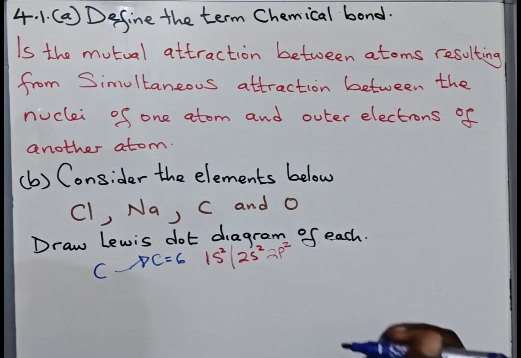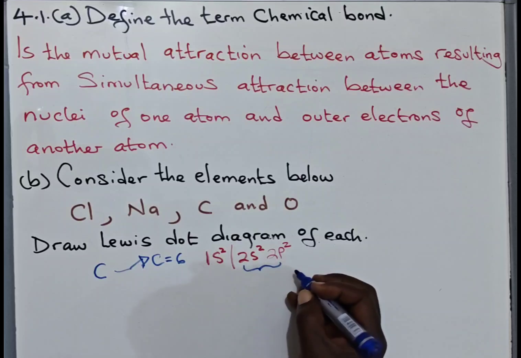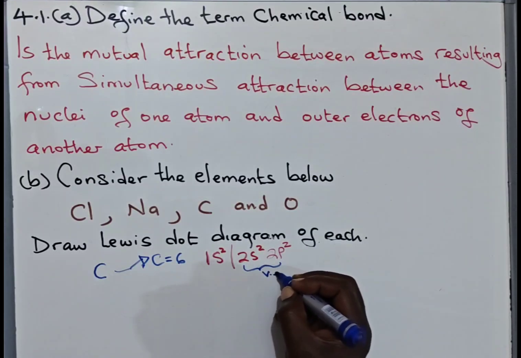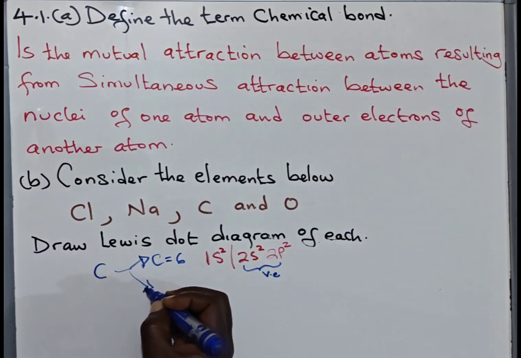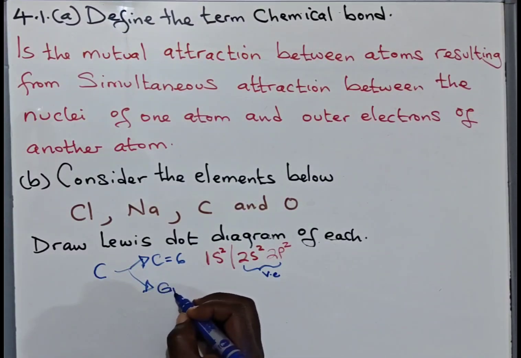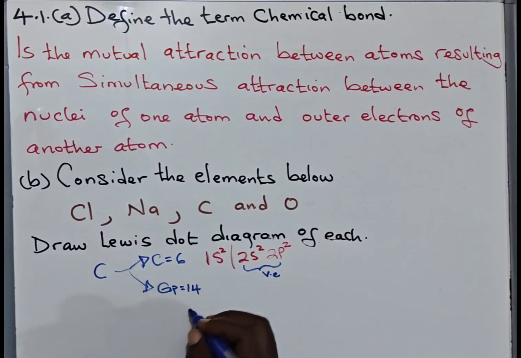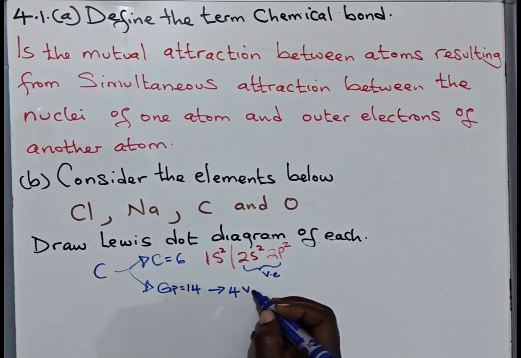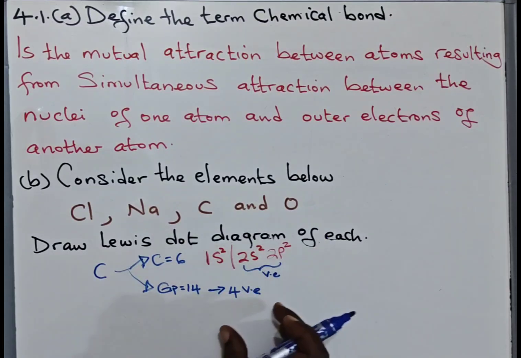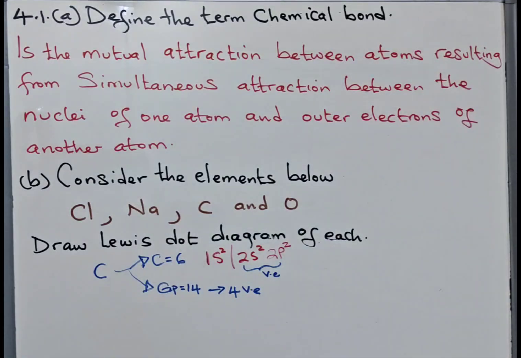So, like we said, what we have here are the valence electrons, and these are the ones we distribute around the atom. Or alternatively, you can just go to the group of carbon. Carbon belongs to group 14, and group 14 has 4 valence electrons. So either way, if you use this approach or this one, it comes to the same thing. We have 4 valence electrons to distribute around carbon.